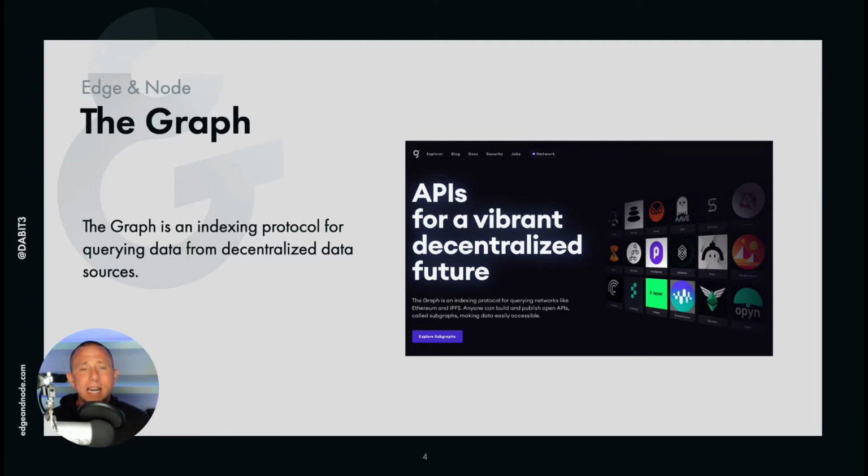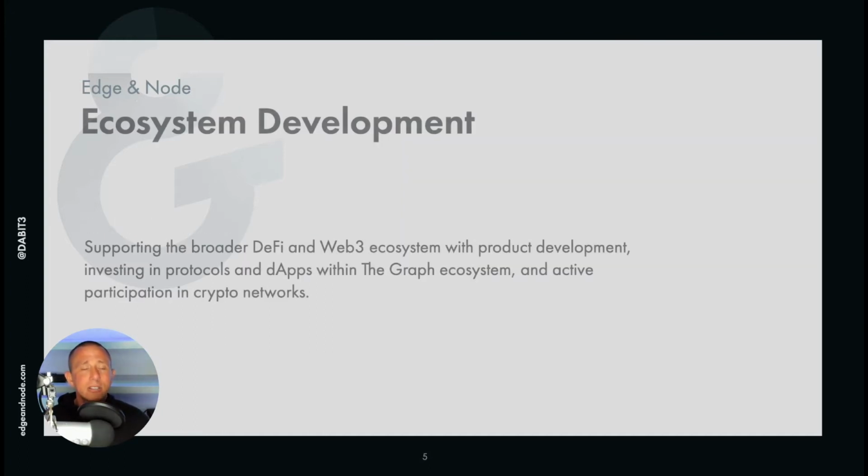The Graph is an indexing protocol for querying data from decentralized data sources like Ethereum and IPFS using GraphQL. Part of our ecosystem development includes supporting DeFi and Web3 projects, product development, investing in people and protocols, as well as dApps within the Graph ecosystem, and also active participation in different crypto networks.